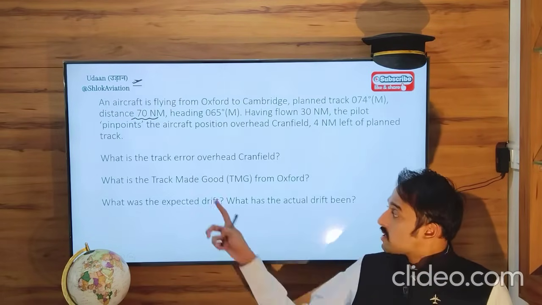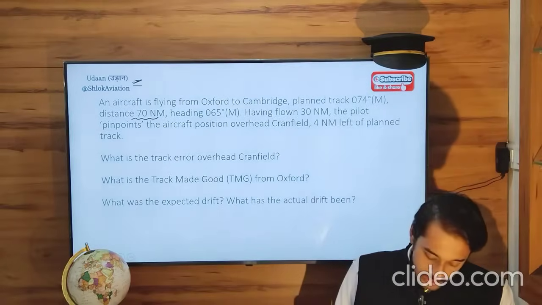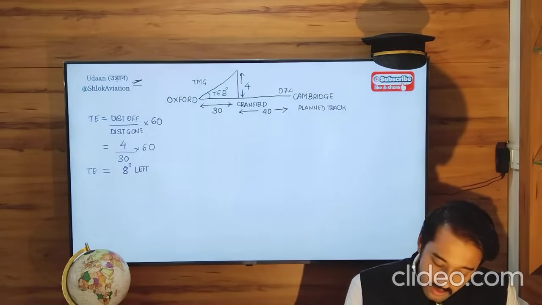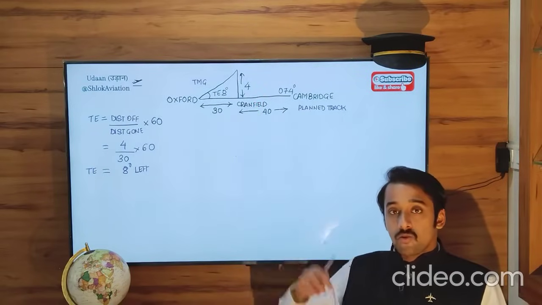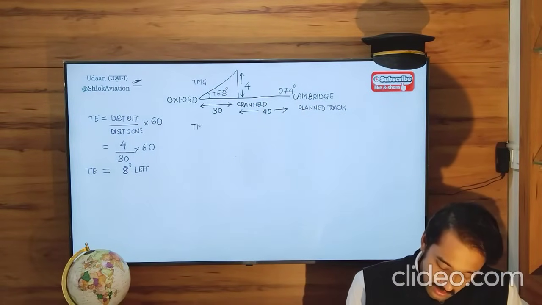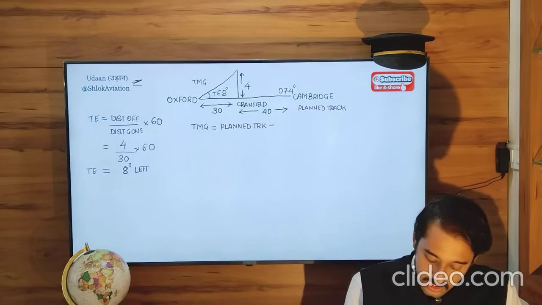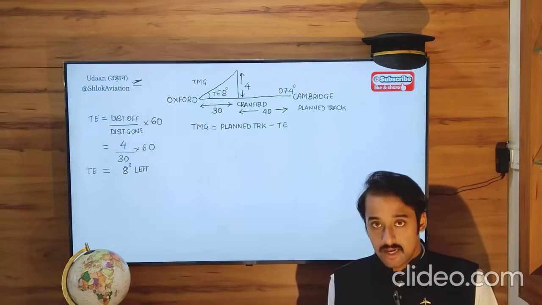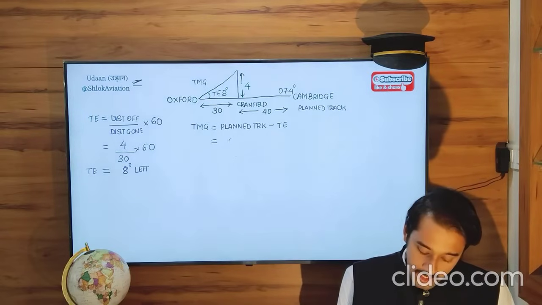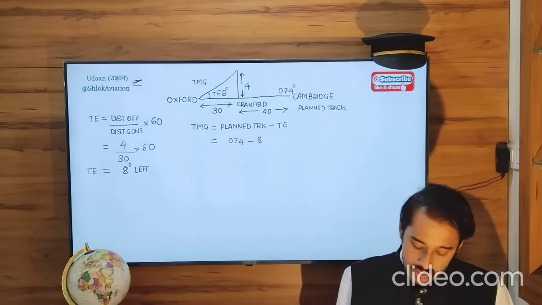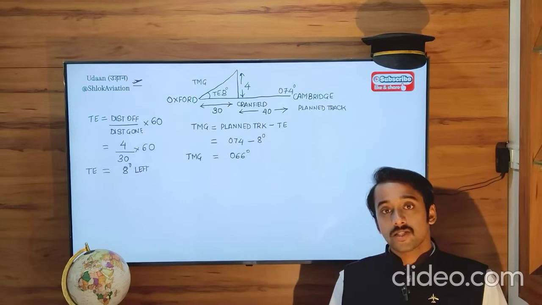Next, what is the track made good from Oxford? Now your planned track is 074. So your planned track from Oxford to Cambridge is 074 degree. And this is your track made good to the left hand side of planned track. So what is the direction of track made good? Track made good will be planned track minus track error. Why minus? Because it is to the left hand side. And as we go towards left hand side, all our direction values decrease. So planned track is 074. Track error is 8 degree. 74 minus 8 is 066 degree. So track made good is at 066.